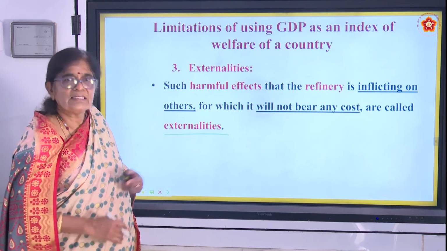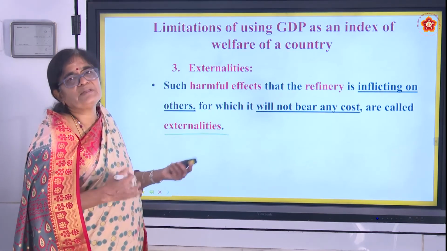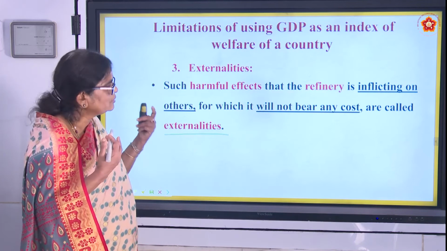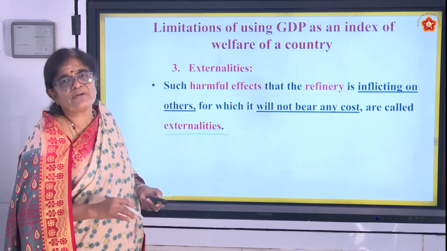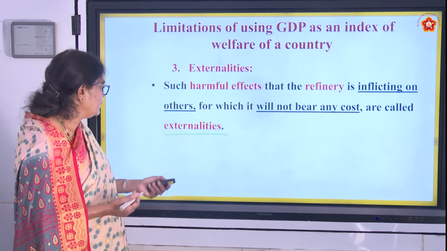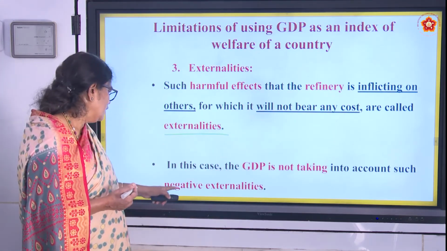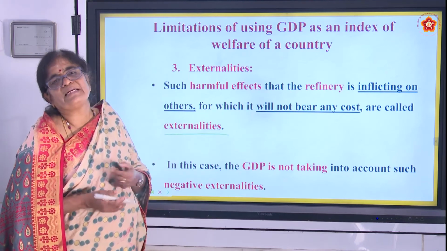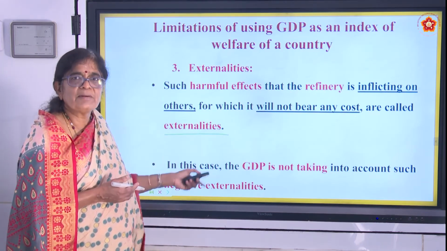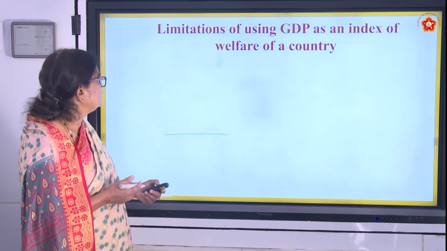Understood? It is not even accounted under GDP, there is no monetary value. It is not even paid to the people who are affected, the fishermen or all the other people. Therefore, in this case, GDP is not taking negative effects into account. This is the example for negative externality.